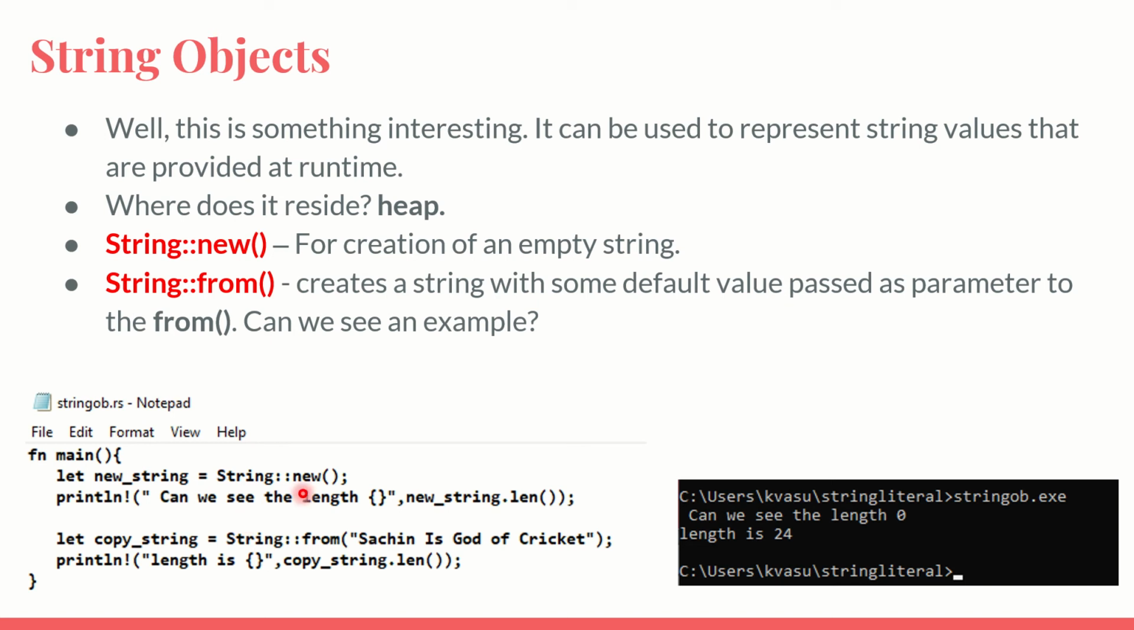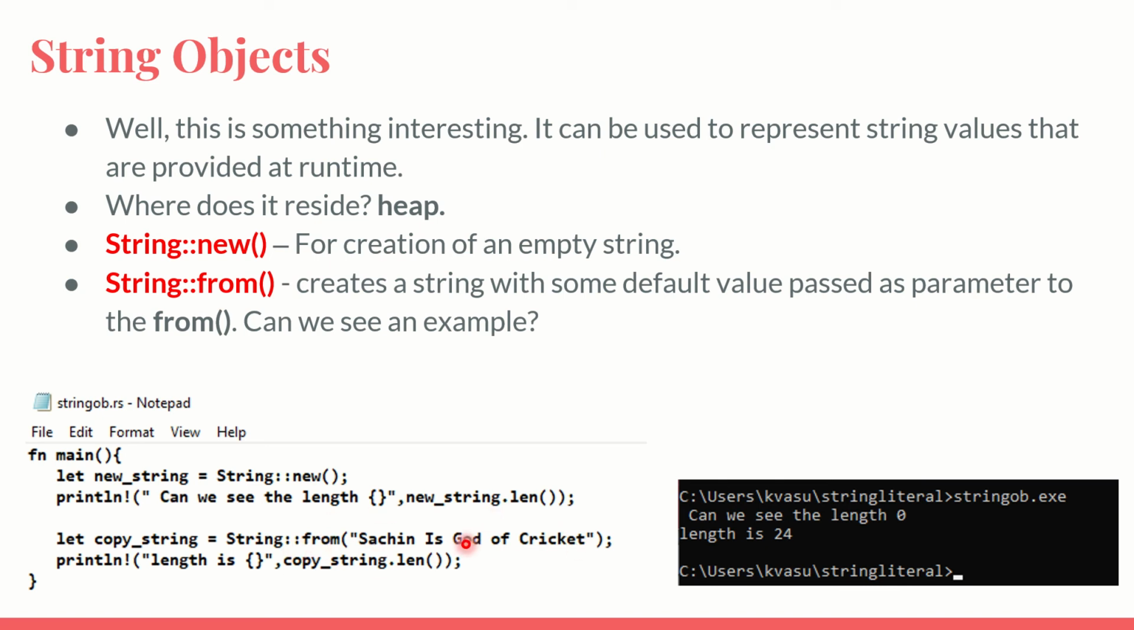Now what do? I am going to use the from option. How do we use it? Let copy_string equal to String::from("Sachin is God of cricket"). What do you mean by that? I am copying from "Sachin is God of cricket".